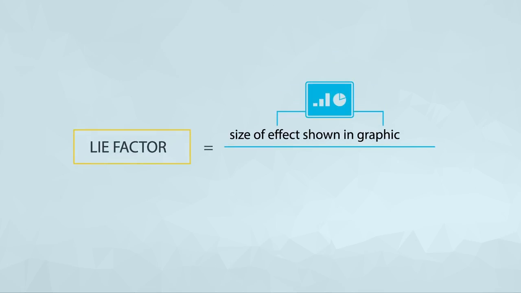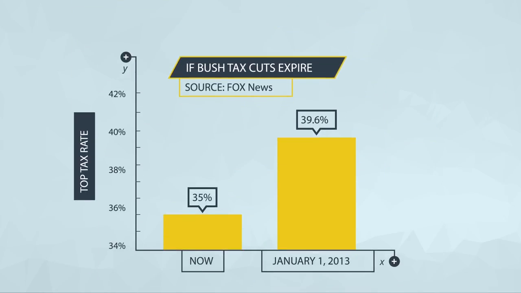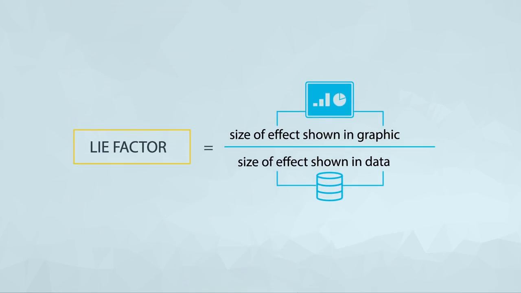The lie factor compares the size of the effect in a graphic to the size of the effect in the data. By effect, I mean the difference you're comparing. For example, you're comparing the heights of the bars in the tax rate chart, so the effect would be how much taller the right bar is than the left bar. To calculate the lie factor, you divide the effect size in the graphic by the effect size in the data.